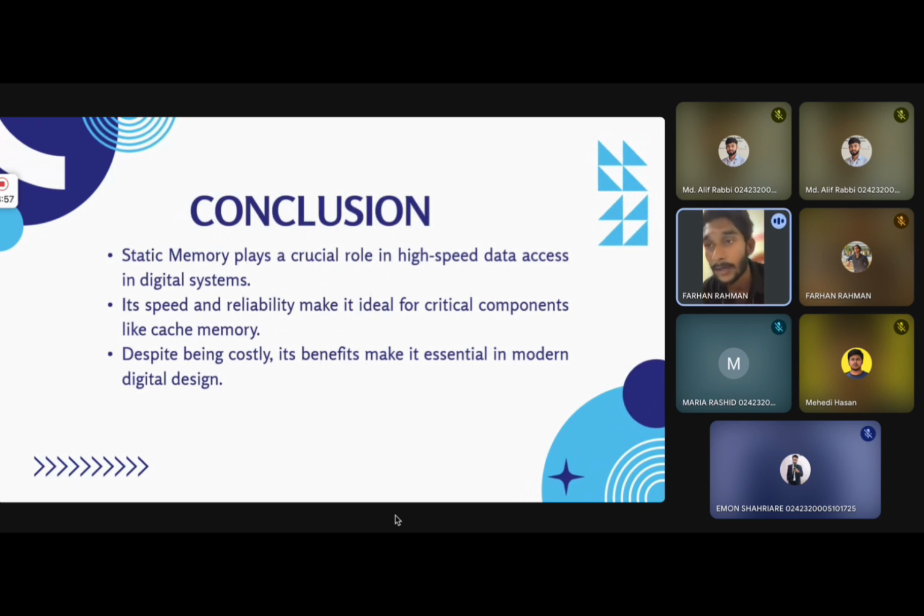Okay, now the conclusion. The basic conclusion of this presentation is that static memory plays a crucial role in high-speed data access in digital systems. Its speed and reliability make it ideal for critical components like cache memory. Despite being costly, its benefits make it essential in modern digital systems.